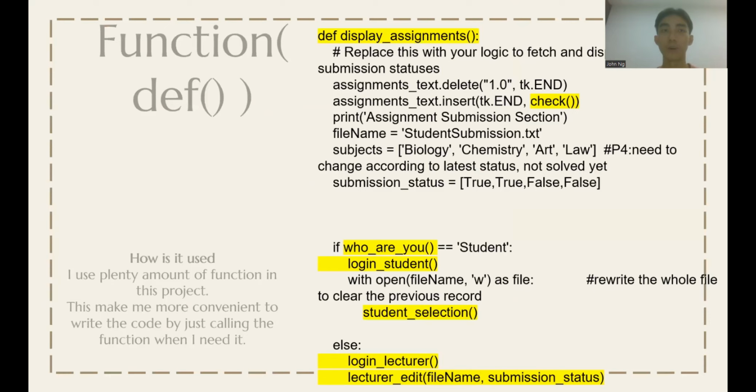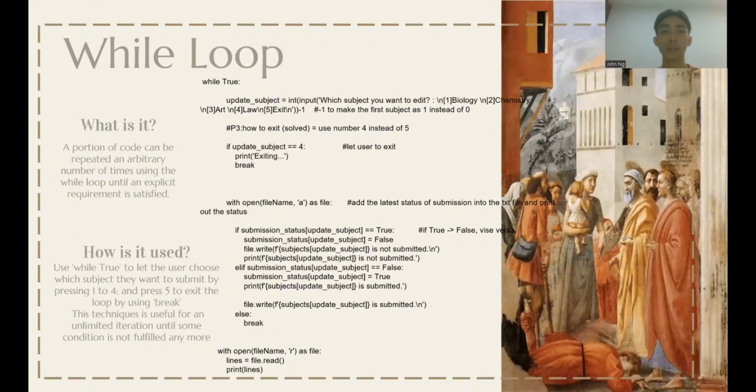And the second technique is function. The thing that I highlight here is the function that I use. I use a plenty amount of functions in this project, and it makes it more convenient for me to write code by just calling the function when I need it. The third technique is while loop. In this code, I use a while loop to let the user choose which subject they want to submit by pressing 1 to 4, and press 5 to exit the loop by using break. This technique is useful for unlimited iteration until some condition is no longer fulfilled.